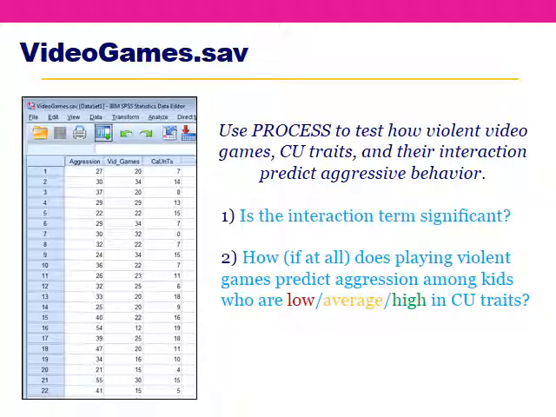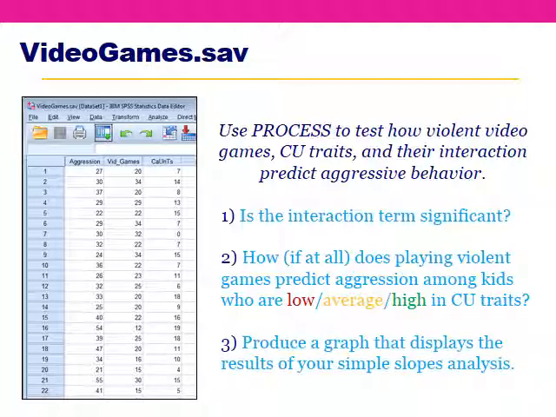Second, look at the simple slopes analysis. So does video game use predict aggression for people who are low in these traits, for people who are average in these traits, for people who are high in these traits? And get the syntax to produce a graph that displays the results of the simple slopes analysis. So again, this is where you would want to pause if you want to go ahead and practice, so go ahead and pause now.